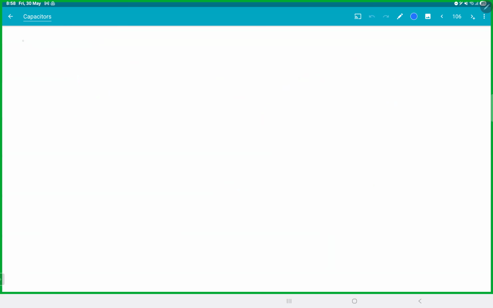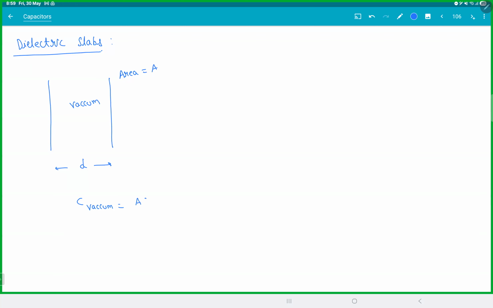Dielectric slabs. Now, if you remember in the beginning, we discussed whenever you want to increase the capacitance, A epsilon by D, increasing the area was a bad idea. You need very huge areas. Decreasing the distance was a bad idea because there's a dielectric breakdown. You get sparks. So the only option left is changing the material between them. The capacitance in vacuum is given by A epsilon by D.